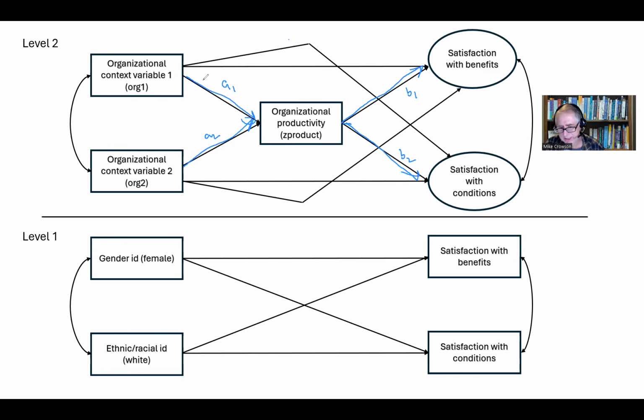So the indirect effect of organizational context 1 on satisfaction with benefits will be computed as a product of A1 and B1. Then organizational context 1 on satisfaction with conditions will be computed as a product of A1 and B2. Then the effect of organizational context variable 2 on satisfaction with benefits will be computed as a product of A2 and B1. And then the effect of organizational context 2 on satisfaction with conditions will be the product of A2 and B2.